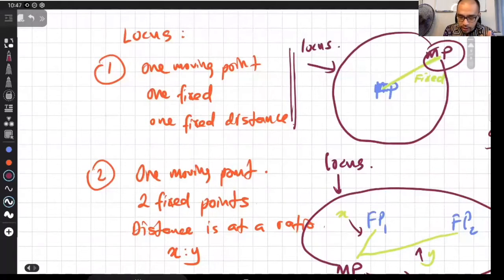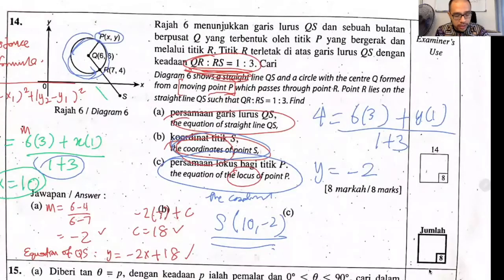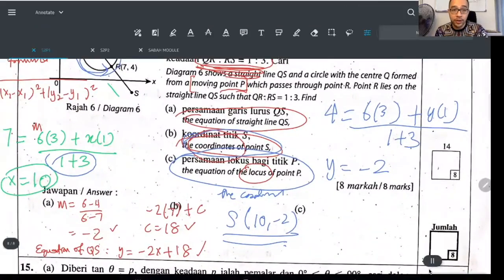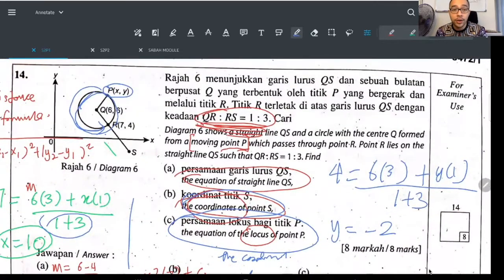So when we come back to the question, the locus has actually been given to us. The locus is a circle. They've already given it to you. So you want to find the locus of the point P. The first thing you need to do is, do you have the fixed point? Yes, we have the fixed point. Do you have the distance? No, you don't have the distance. But can you calculate the distance? Take a look. Can you calculate the distance between the fixed point and the moving point? It is actually the radius. And so we can use this to calculate the distance.